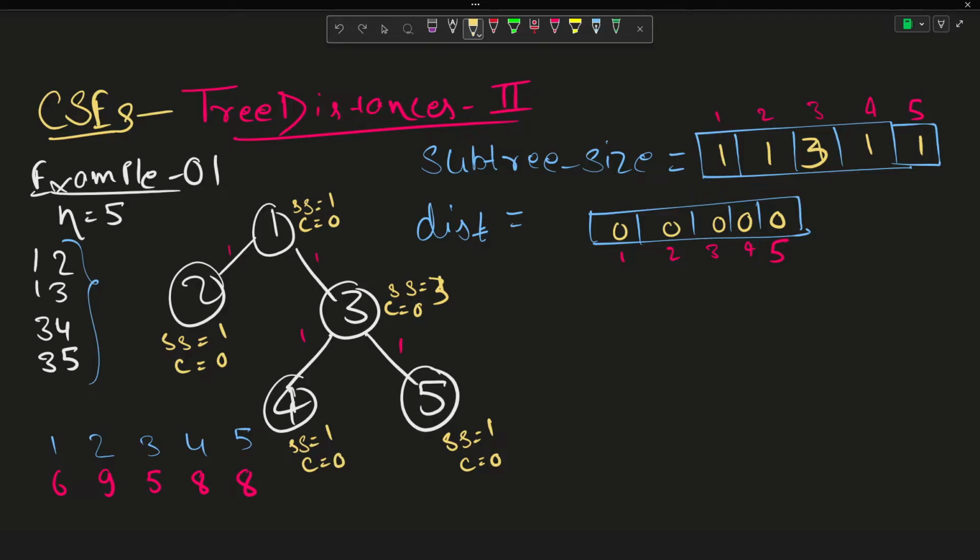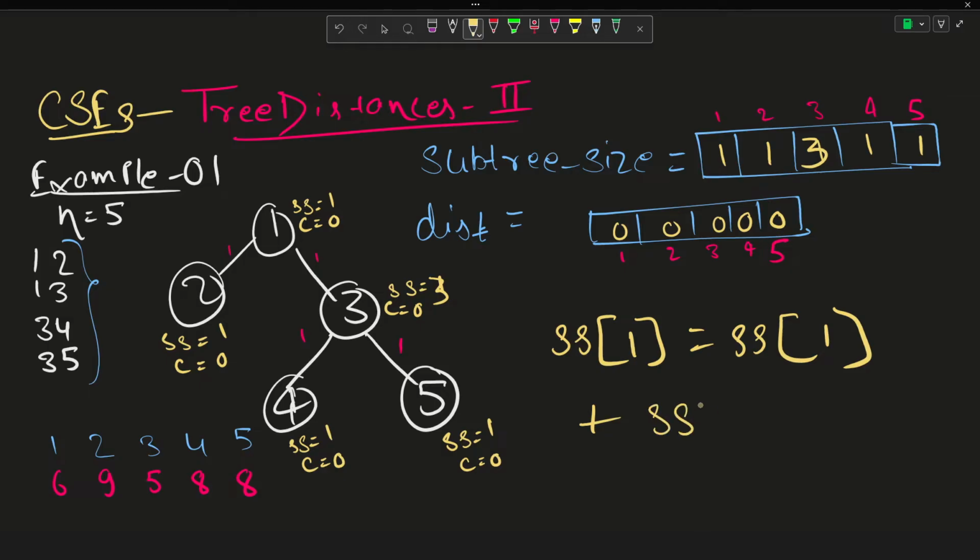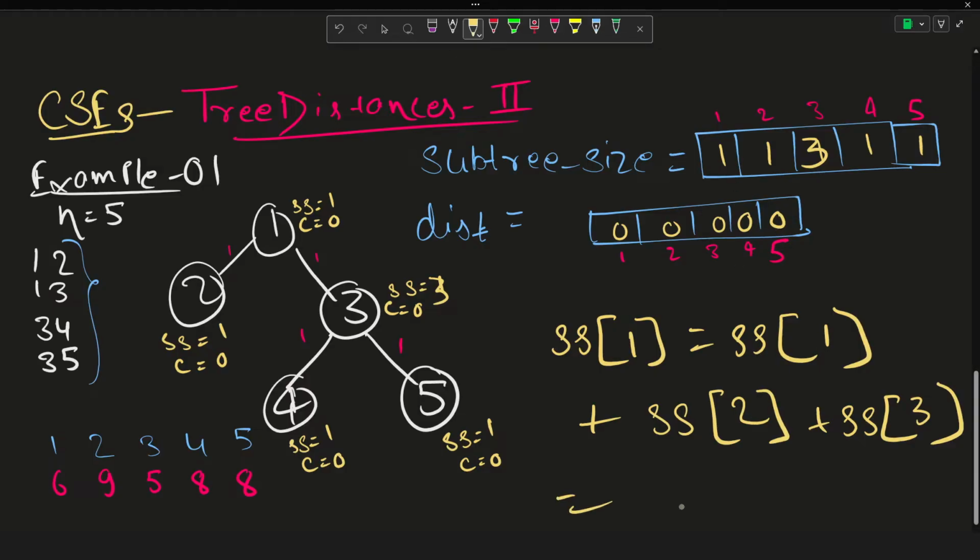So how will we get this 5? As I just told you, the subtree size for a node, since here it is 1, will be equal to whatever value is already present in itself plus the sum of its children's subtree sizes. So here, since the children are 2 and 3, we'll write subtree size of 2 plus subtree size of this third node. Since ss of 1 is 1, it will be 1 plus subtree size of 2 plus subtree size of 3. So it is 1 and 3, right? 1 and 3. So 1 plus 3. What is it equal to? It is 5 now. So that's why we will update the subtree size of 1 to 5, right?